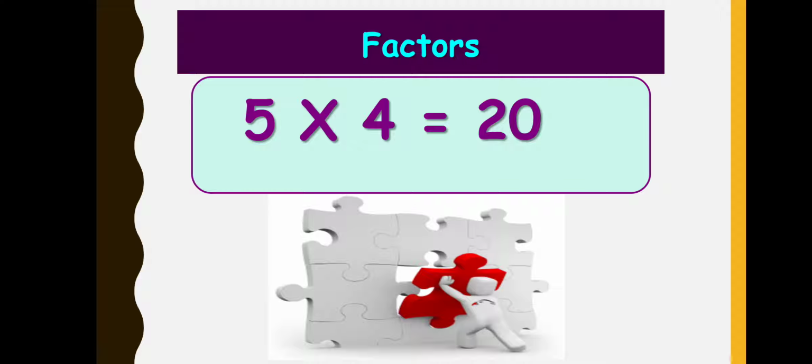What is the meaning of factors? Factors are like the family of a number but in multiplication. So, when I say 5 times 4 equals 20, the 5 and the 4 together give me the 20. So they are the factors of 20 because when I multiply them, I get the 20. And the 20 is the product.